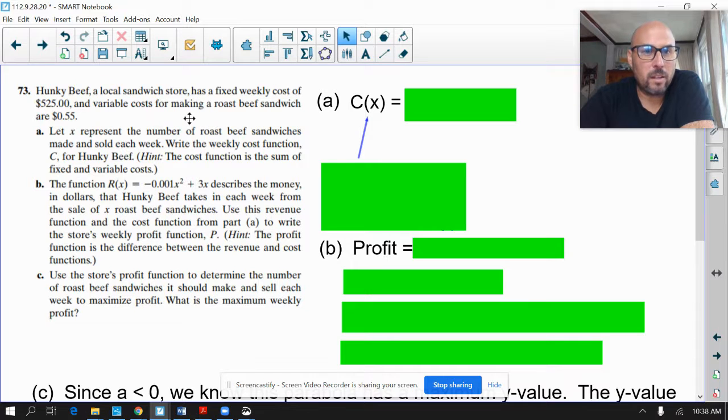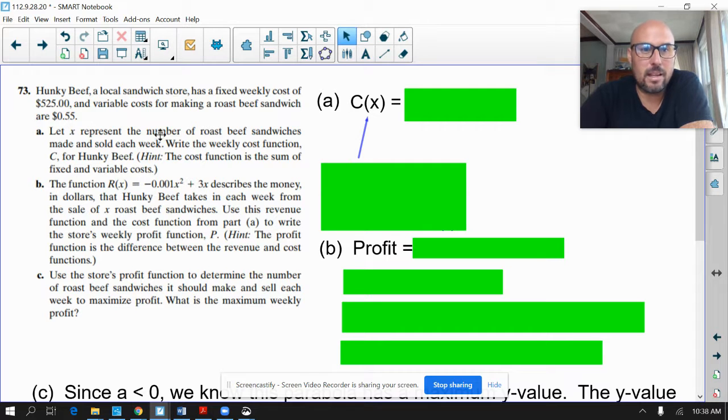Store sells roast beef sandwiches, thank God. And what do we know about it? There's a fixed cost, so that means there's always going to be a weekly cost of $525. Whether or not, if they have no electricity for a week, too bad. It still costs $525. If they sell a million sandwiches or if they sell 0 sandwiches, they're always going to have that cost of $525. But then also 55 cents per sandwich.